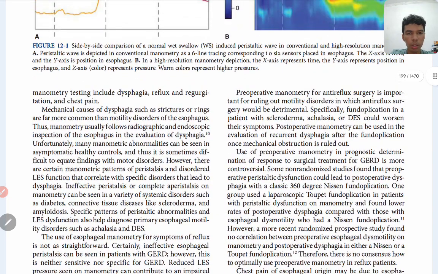Preoperative manometry for anti-reflux surgery is important for ruling out a motility disorder in which anti-reflux surgery would be detrimental. Specifically, fundoplication in a patient with scleroderma, achalasia, or DES can be harmful. Manometry can also be used in the evaluation of recurrent dysphagia after the fundoplication once mechanical obstruction is ruled out.